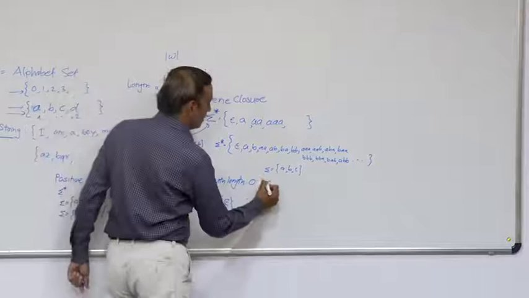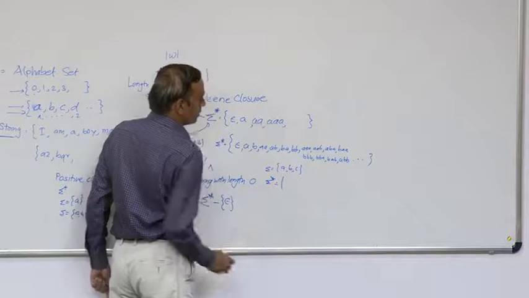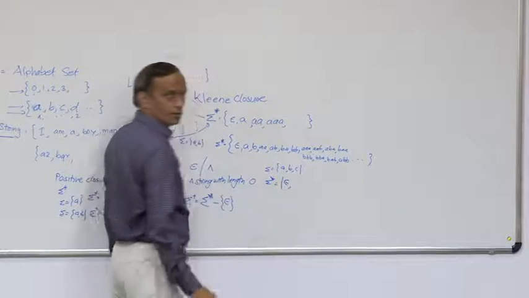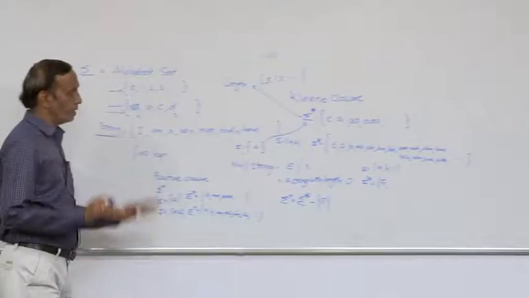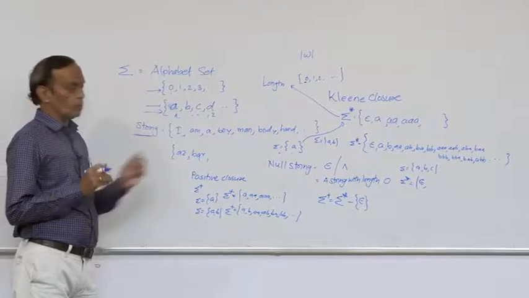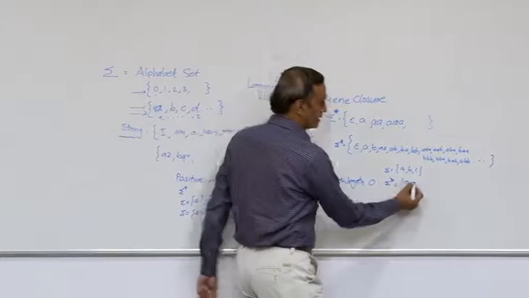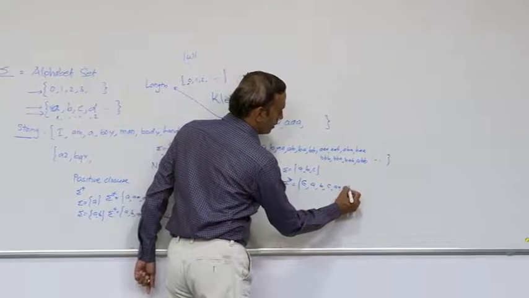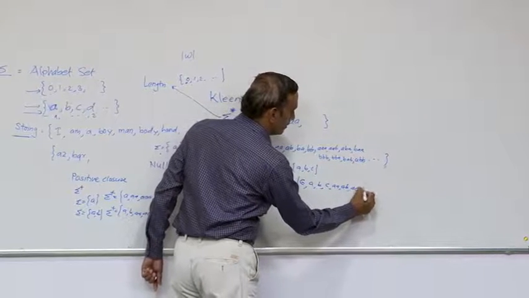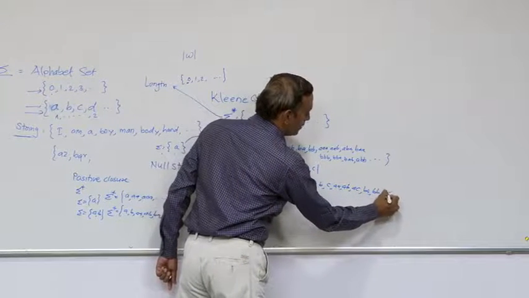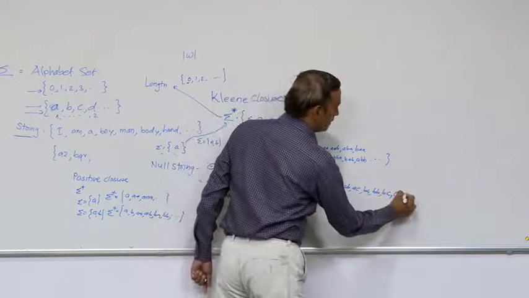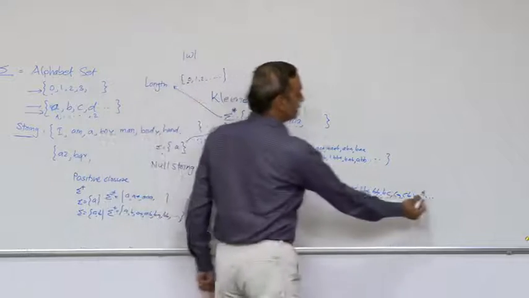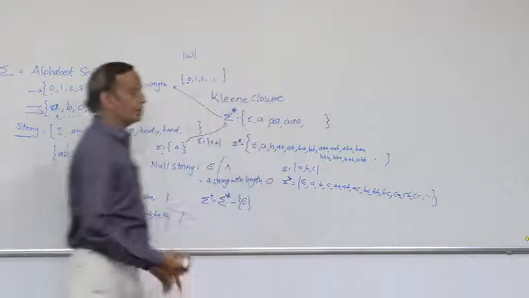If I am generating this set, how will it start? So the first thing would be epsilon. Then what would be the next things? Try to find out the answer. Now if I talk about answers, then the next things would be A, B, C, AA, AB, AC, BA, BB, BC, then CA, CB, CC and so on. So this is how I am going to generate this set with respect to the given input alphabet.